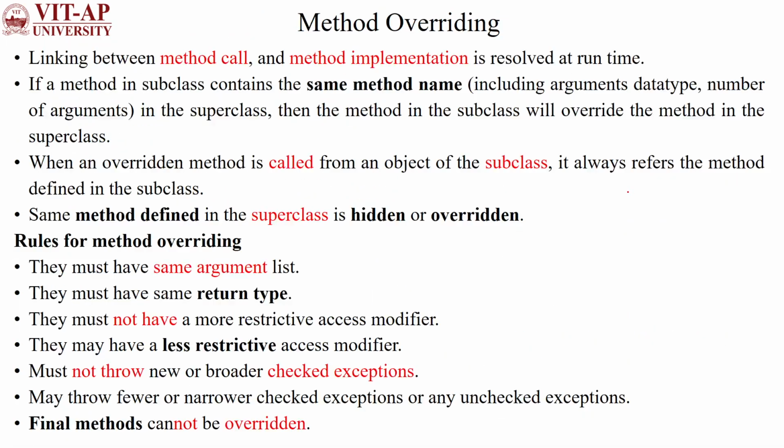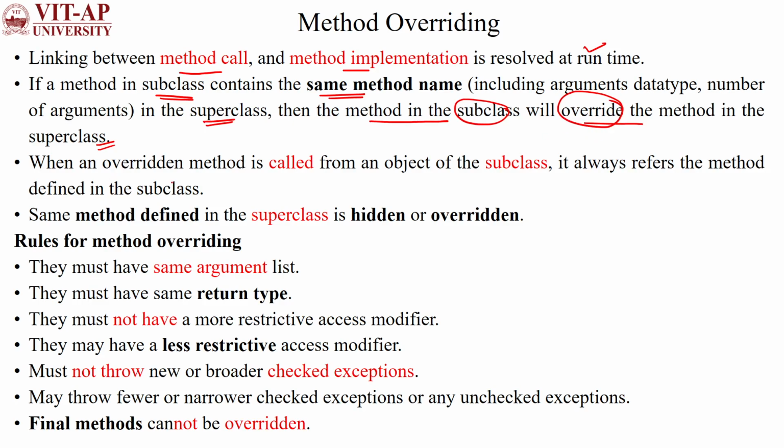Okay, and method overriding is linking the method call and implementation, which is resolved during the runtime. If a method in a subclass contains the same method name as in a superclass, then the method in the subclass is overriding the method in the superclass. That's what we have seen in the previous slide. The subclass method is overriding the superclass method eat.